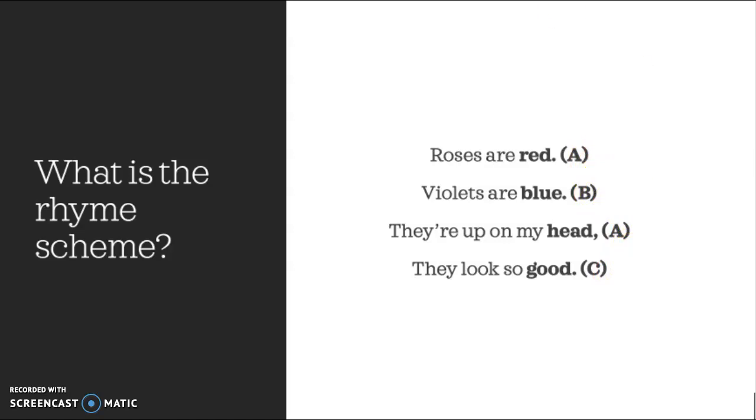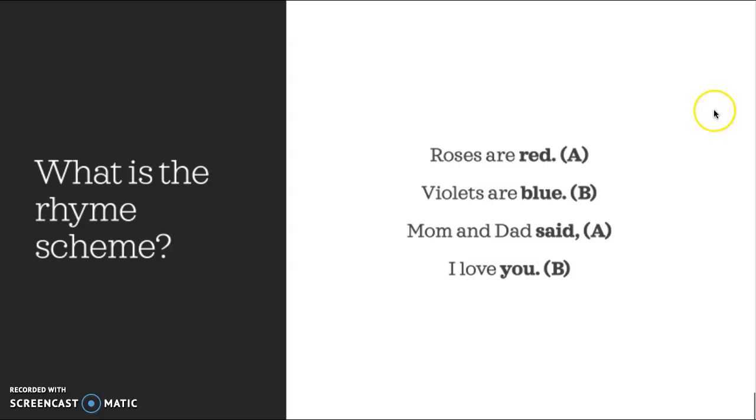Let's try one more. "Roses are red, violets are blue. Mom and Dad said, I love you." Let's figure out what the rhyme scheme is. Again, look at line 1. "Roses are red." Since it's the very first line and there are no lines before it, we look at the word red, and that would be a letter A. Look at line 2. "Violets are blue." We should see that blue and red do not rhyme, therefore the letter is B.